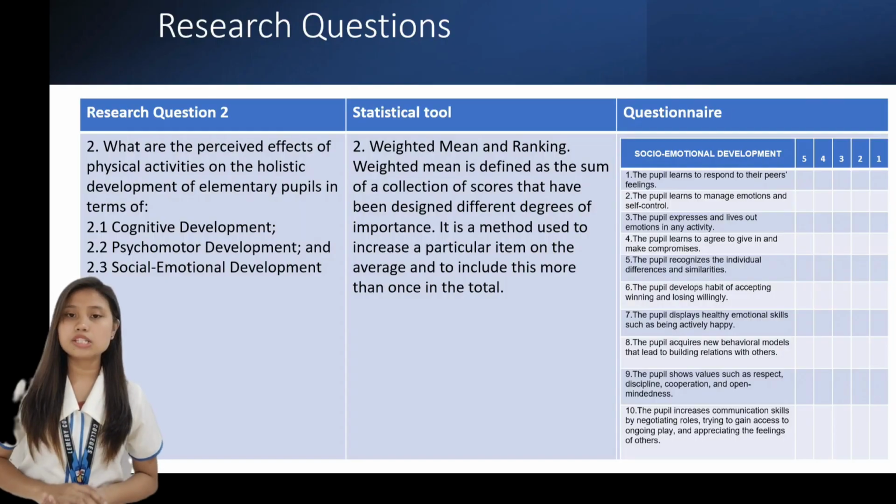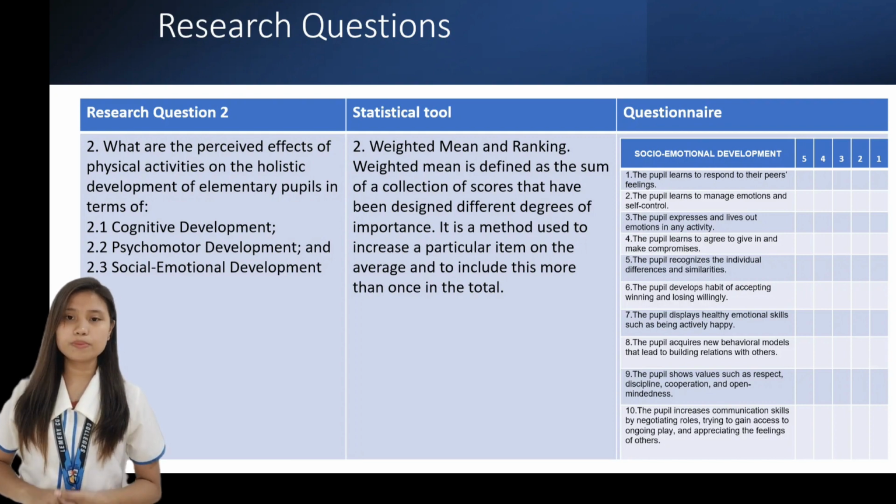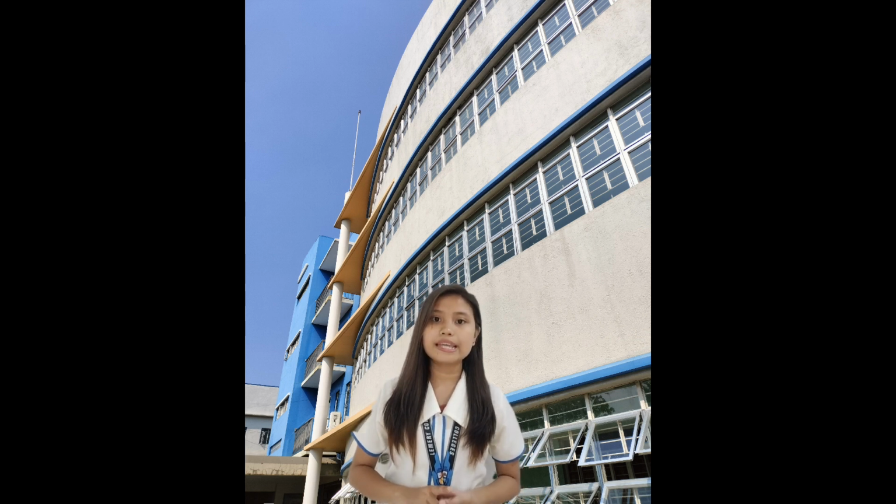In the third one, social-emotional development, physical activity can help to promote social-emotional development in children. Playing sports and engaging in other physical activities with peers can help to develop social skills such as teamwork, communication, and leadership. Physical activity can also help to reduce stress, anxiety, and depression, and improve self-esteem and confidence.